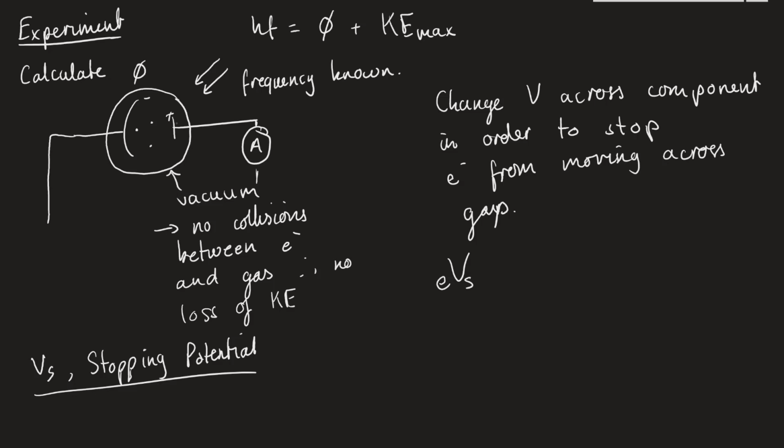And that energy that we've put in to change that is equal to the charge of the electron multiplied by the stopping potential. So that means that this amount of energy has to be equal to the maximum kinetic energy.